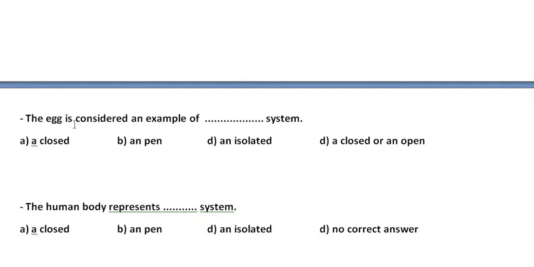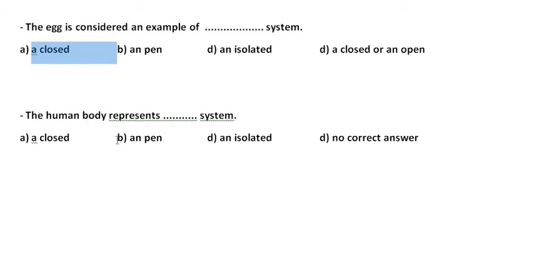The egg, for example, is an example of a closed system. The contents of the egg cannot get out of the egg, but the egg can exchange heat with the surroundings. For example, when you boil eggs, there is an exchange of heat energy. So the answer is closed system.